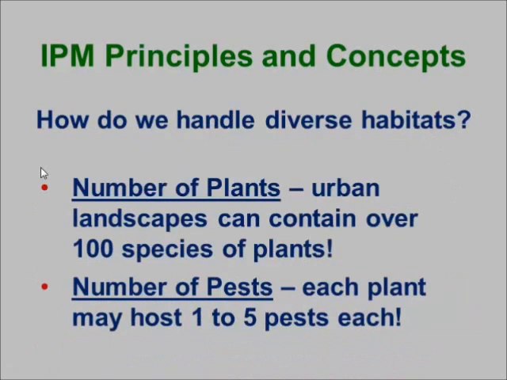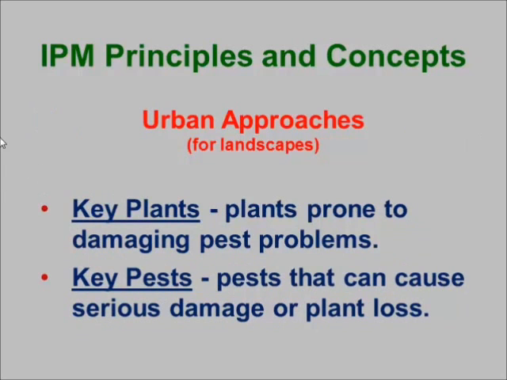Back in the late 70s and early 80s, there were some entomologists in the eastern part of the United States that said, we really would like to try to develop IPM in these urban areas, and how do we do it? And they started doing the analysis too, and said, my God, potentially 100 different plants. If each of those plants has 1 to 5 insect or mite pests on it, this is going to be mind-boggling.